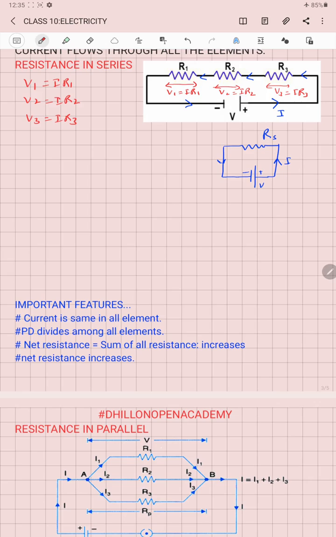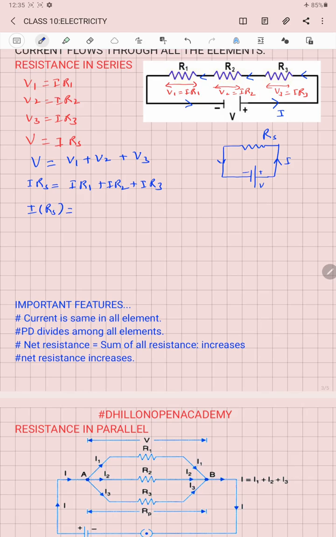From the second figure, we can write V is equal to I into RS. Now, this circuit is working according to the law of conservation of energy, which says that the total potential supplied by the battery must be equal to the sum total of the potential differences across each of the resistances R1, R2 and R3. That is, V must be equal to V1 plus V2 plus V3. So if we substitute the values of all the V's, we will have I into RS equal to IR1 plus IR2 plus IR3.